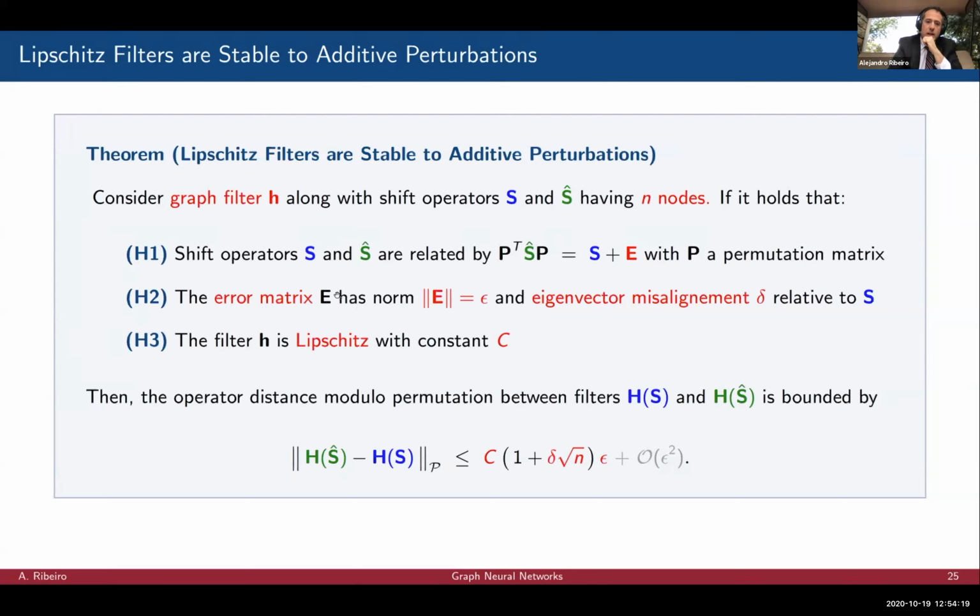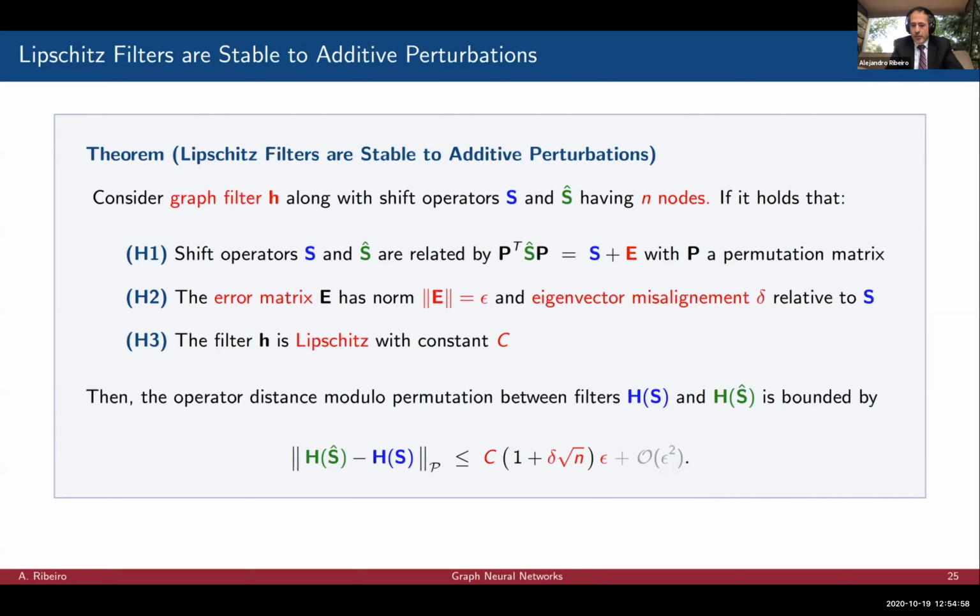Hypothesis number 2 tells you that the error matrix E has norm epsilon and that the eigenvector misalignment constant is delta, measured relative to S. And hypothesis number 3 tells you that the filter is Lipschitz with constant C. If these hypotheses hold, then the distance modulo permutation of the filter differences is bounded by C times 1 plus delta square root of n times epsilon, plus terms that are of order epsilon square.